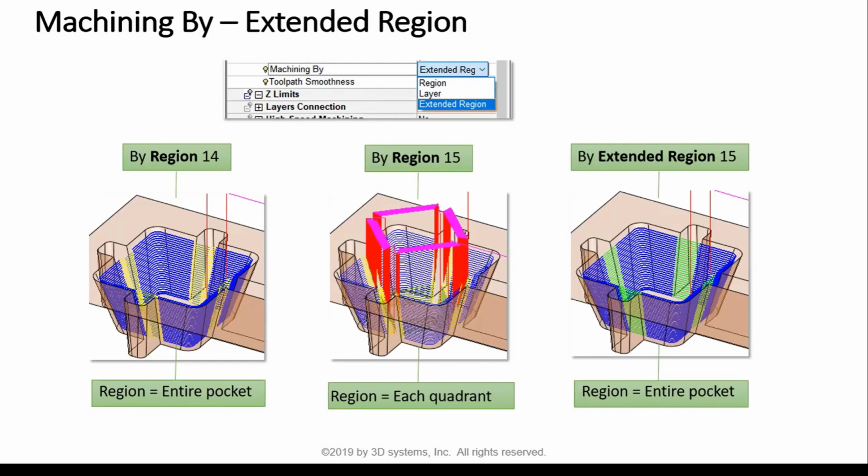In version 15, the constraint conditions of the parameter by region were refined. This resulted in what seems to be better region recognition. Calculated results may include more air motions, which in some cases may look like a regression. Extended region parameter was added. It behaves more or less like the parameter region from version 14. So the user can select which option he would like to use.